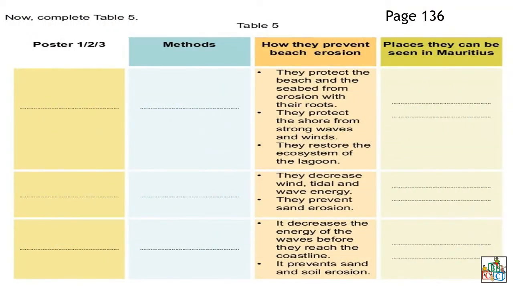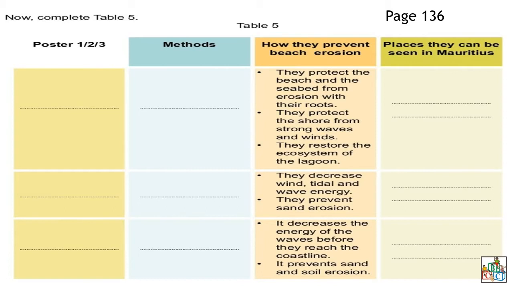Now complete table 5, page 136. Poster 1, 2, 3, methods. So first you have to read how they prevent beach erosion. When you have read what is written for each one of them in each box, then you're going to write down the poster, the method, and the places they can be seen in Mauritius.